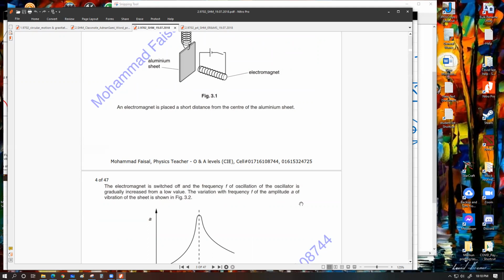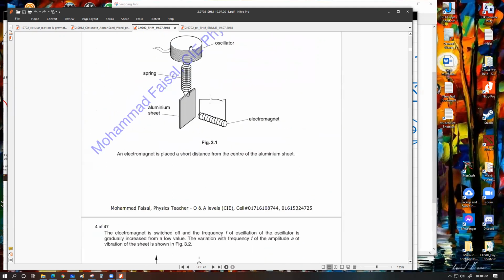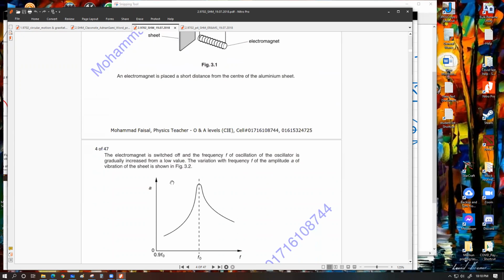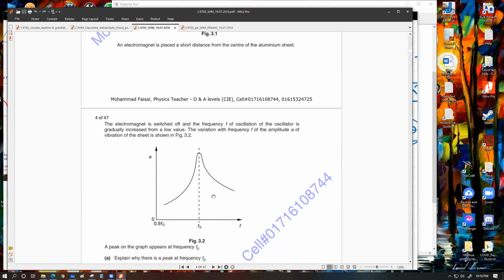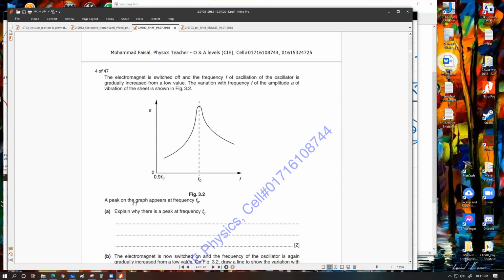The variation with frequency f of the amplitude a of vibration of the sheet is shown in figure 3.2. তার মানে হচ্ছে আমরা ইলেক্ট্রোম্যাগনেটকে সুইচ অফ করে যখন ভাইব্রেশনটা করছি, we changed the driving frequency from the oscillator and we plotted the maximum amplitude for different frequency values. And this is the graph that we got. f naught is the natural frequency. The question says a peak on the graph appears at frequency f naught. Explain why there is a peak at frequency f naught.